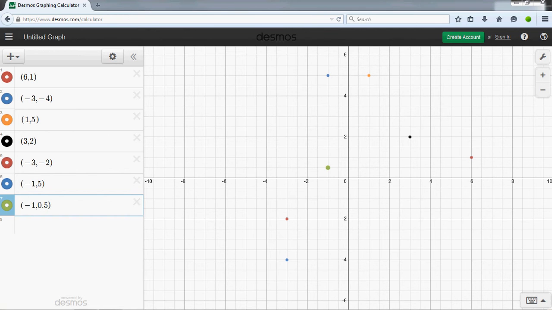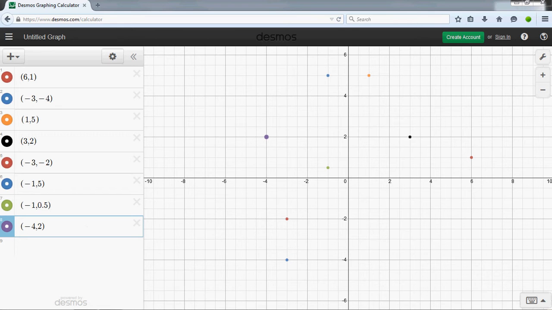Now what about (-4, 2)? Where would that land? -1, 2, 3, 4, and then +2, 1, 2. So I think it'll land right about there. And there it is.